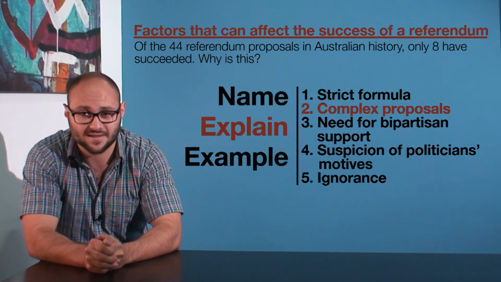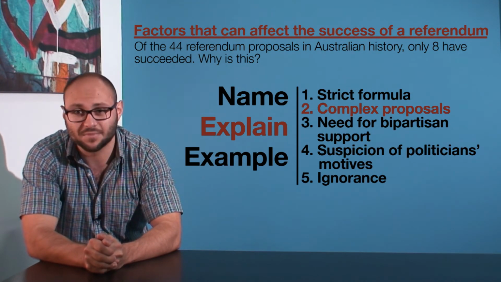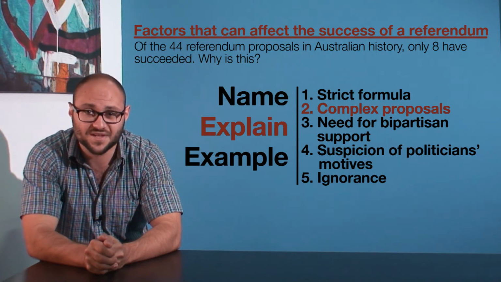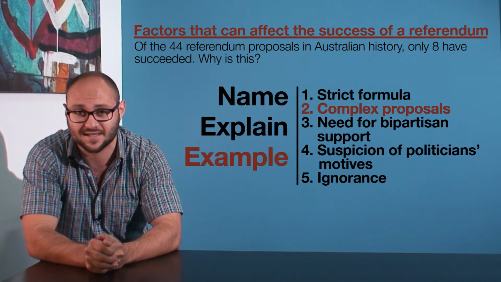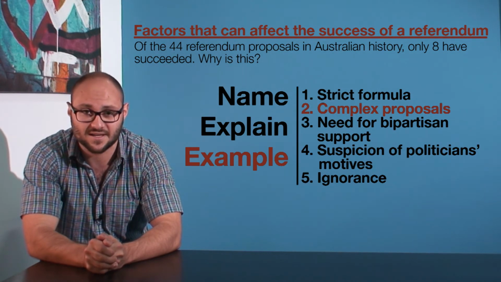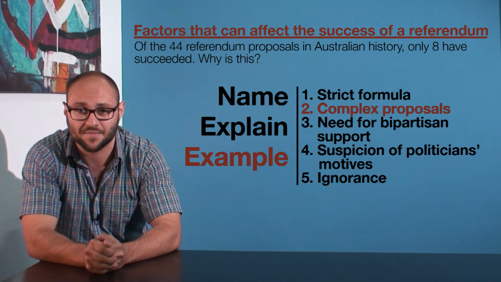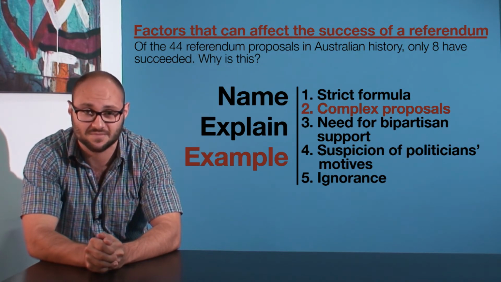Another reason why referendum proposals might fail is because the proposal itself is too complex. If voters don't fully understand the implications of voting yes, then they probably won't. Simpler proposals often succeed. This is one of the reasons why the 1967 referendum on Indigenous affairs succeeded. Voters just had to decide whether to remove 2 passages from the Constitution that excluded Indigenous people.